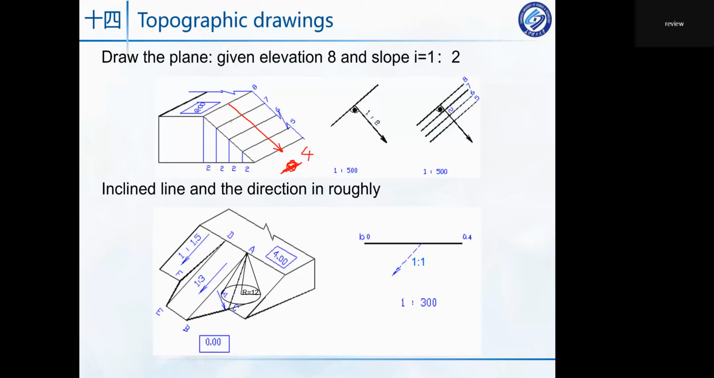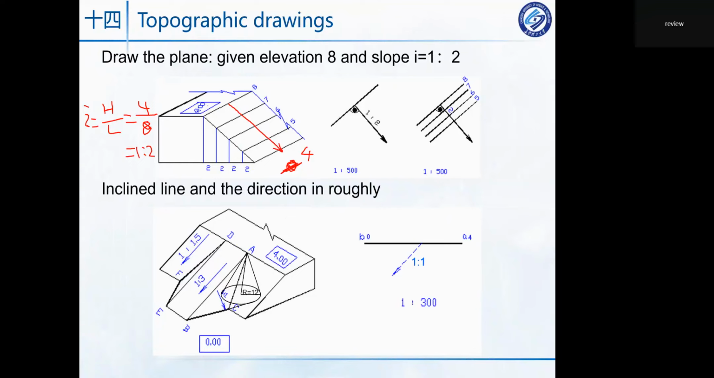Okay, so now how to calculate the slope of this plane? You can see i equals h divided by L, and the difference of elevation is 4, and the L is 1, 2, 3, 4, 4 multiplied by 2 is 8. So it is equal to 1 to 2, 1:2.